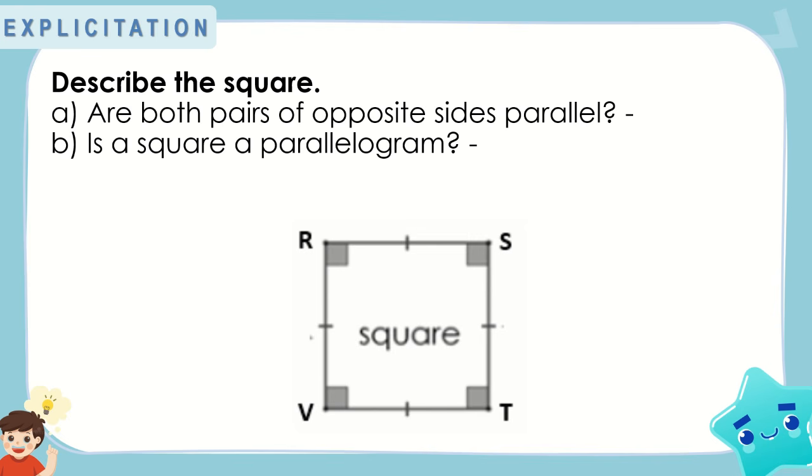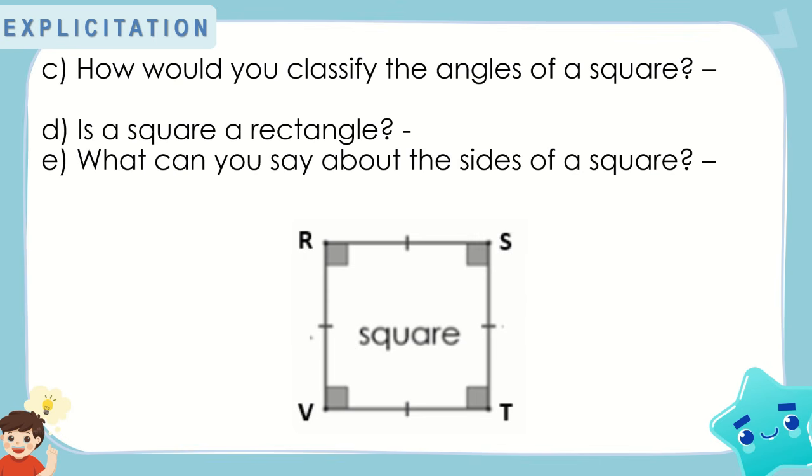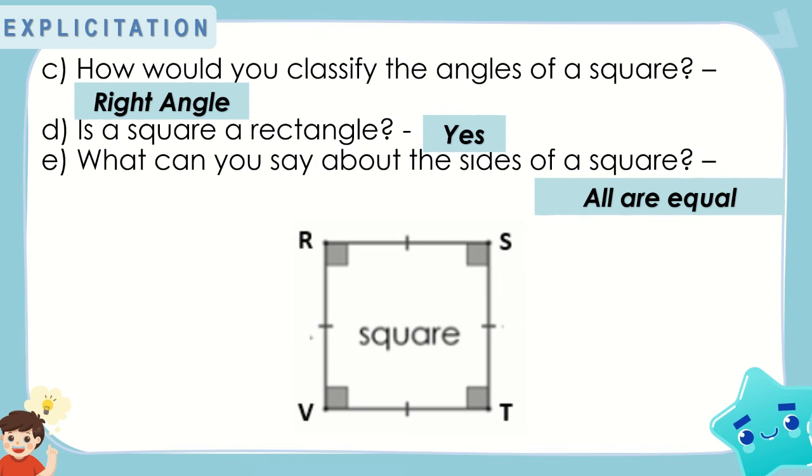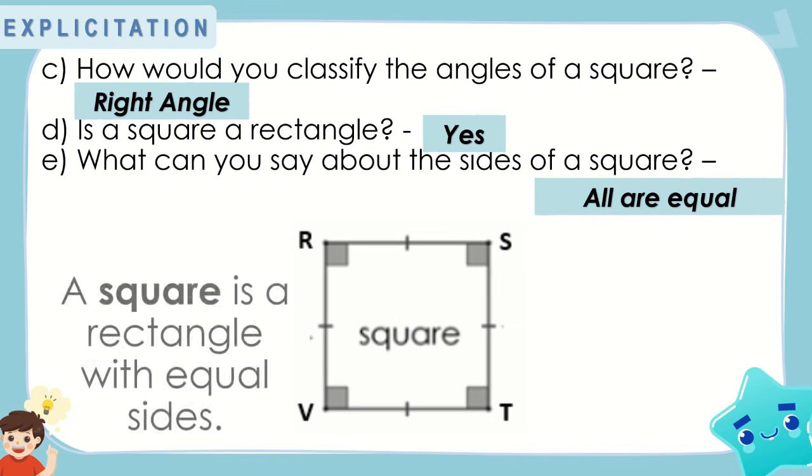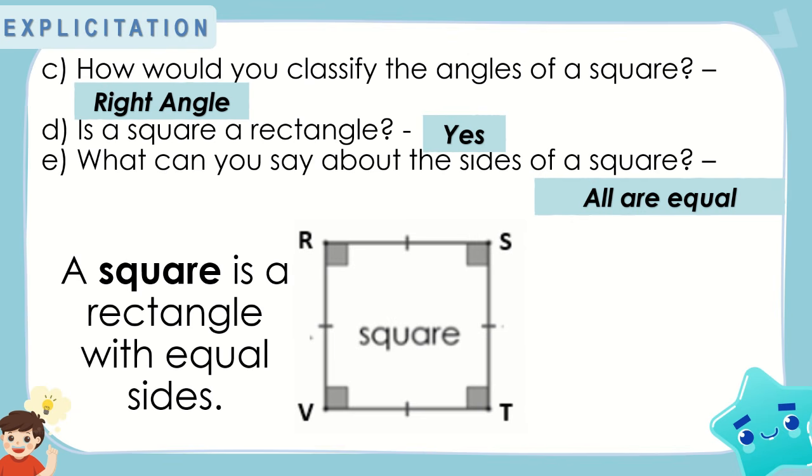Are both pairs of opposite sides parallel? Yes. Is a square a parallelogram? Yes. How would you classify the angles of a square? It is a right angle. Is a square a rectangle? Yes. What can you say about the sides of a square? All are equal. A square is a rectangle with equal sides.